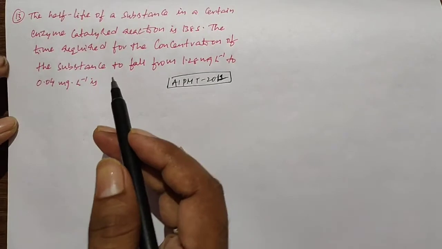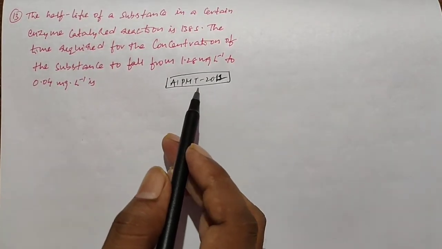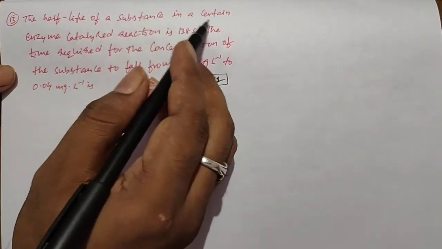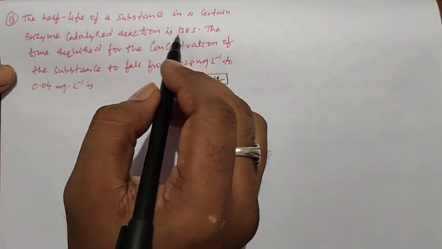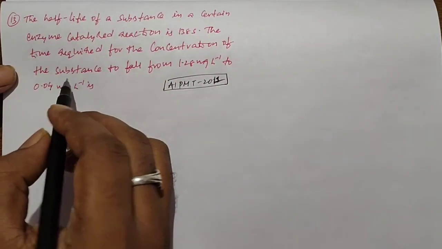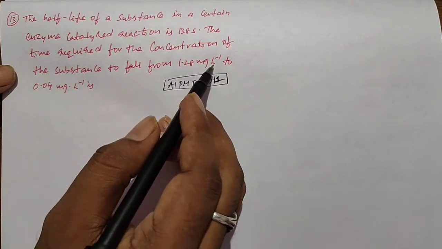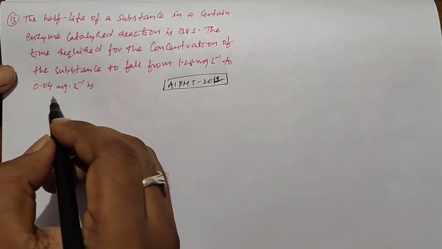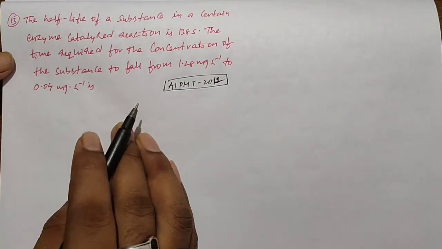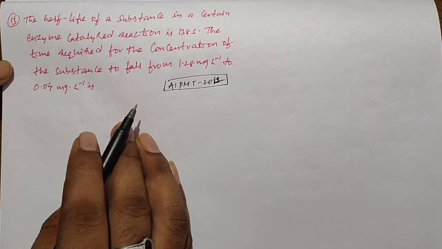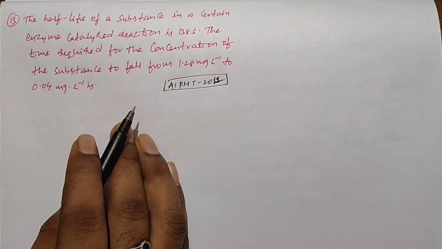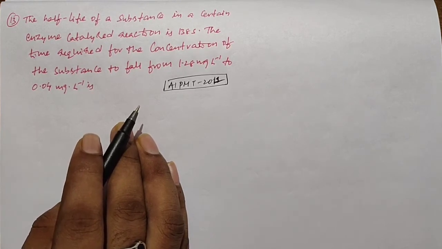Okay, this is the next problem. This problem is given in All India Pre-Medical Test 2011 paper. When you see the problem, the half-life of a substance in a certain enzyme catalyzed reaction is 138 seconds. The time required for the concentration of the substance to fall from 1.28 milligrams per liter to 0.04 milligrams per liter. So this is the problem. When I see this problem, they give the half-life period and ask for the time taken for the concentration to fall from 1.28 milligrams to 0.04 milligrams.